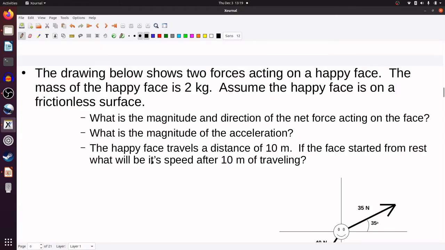Okay, the drawing below shows two forces acting on a happy face. The mass of the happy face is 2 kilograms because that's what it is. I can't make this up. Assume that the happy face is on a frictionless surface. We want to know the magnitude and direction of the net force acting on the face, the magnitude of the acceleration, and the happy face travels a distance of 10 meters. If it started from rest, what will be its speed after 10 meters of traveling?